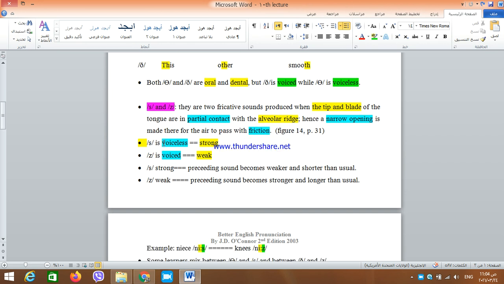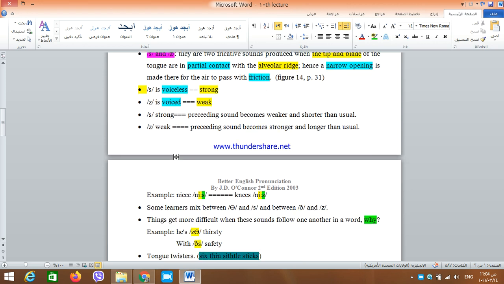Now, sa is voiceless and strong. Za is voiced and weak. Again, you can check by yourself. Put your fingers on the side of your neck. Say s. No vibration at all. With z, there is vibration. It means sa is voiceless, za is voiced. Again, you can feel the difference more clearly if you move from sa to za. S, z. I'm sure you will feel the difference.